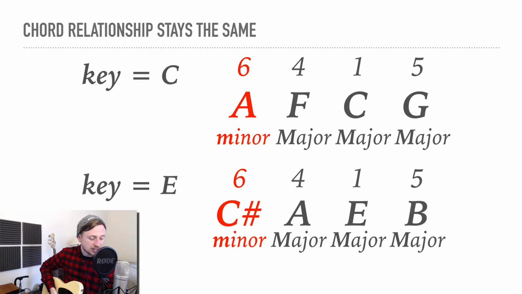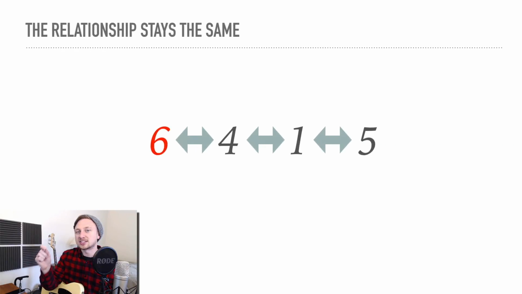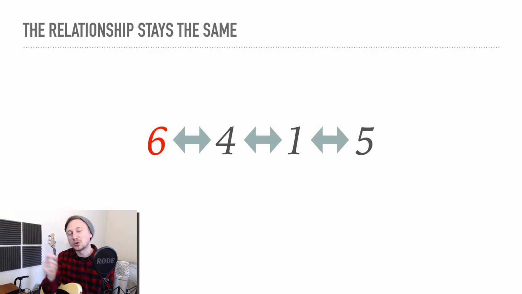The feeling that you get when you hear 6, 4, 1, 5 in the key of C is a similar feeling to 6, 4, 1, 5 in the key of E major. Okay, and so what has stayed the same in this case is the relationship from chord to chord. So from 6 to 4, from 4 to 1, from 1 to 5, that is what's fixed, okay?